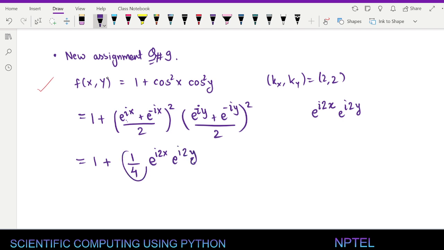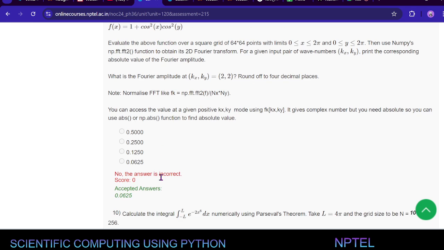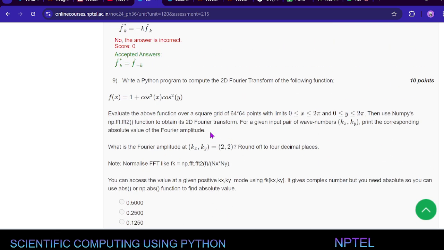Okay, so the Fourier coefficient is 1 by 4, 0.25. That should be the answer. Is it what you got? Yes. Okay, but they are saying it should be 0.0625. Okay, then I think most likely it's an error on their part.